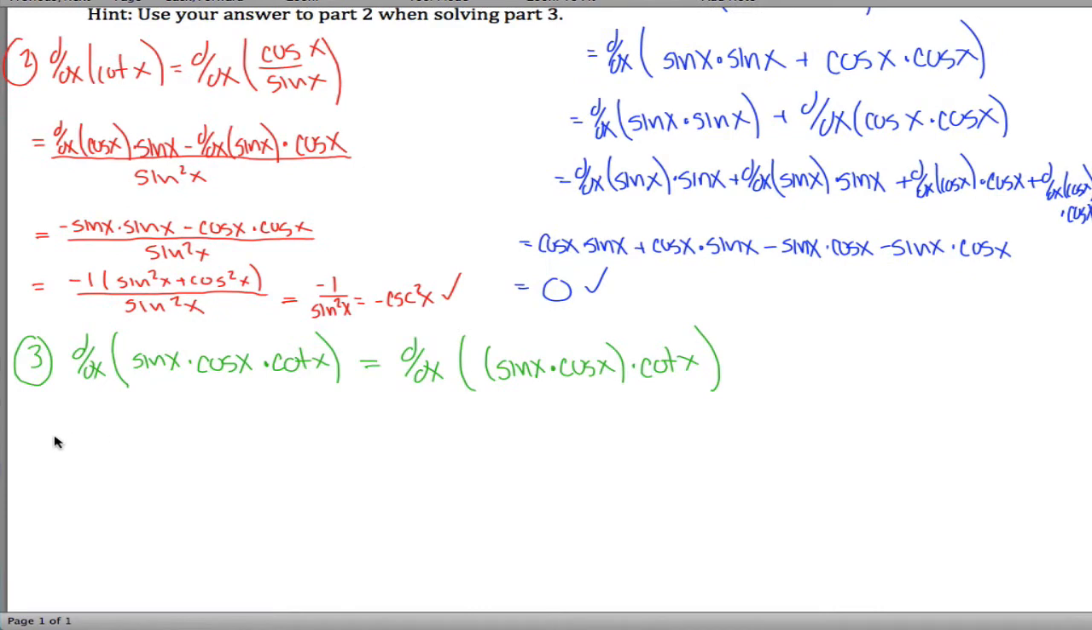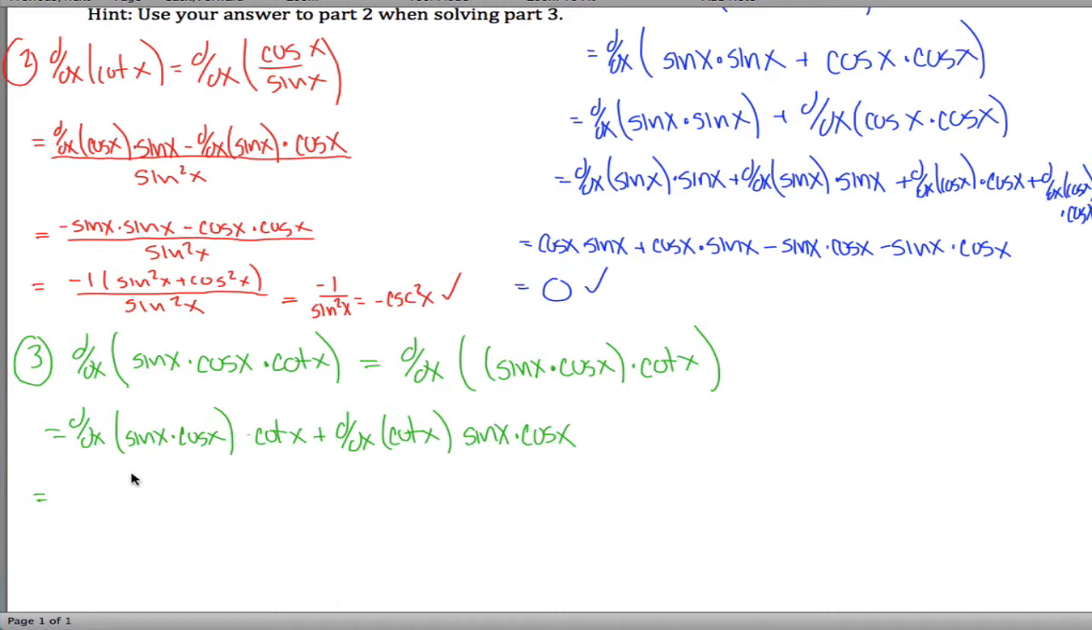What I'm trying to say is this derivative is just the derivative of the first thing, sine of x times cosine of x, times the second thing, cotangent of x. And then to that I want to add the derivative of the second thing, the derivative of cotangent of x, to the first thing. I guess I don't need parentheses there, sine of x times cosine of x. So I've used the product rule, and now I just have to figure out all these derivatives.